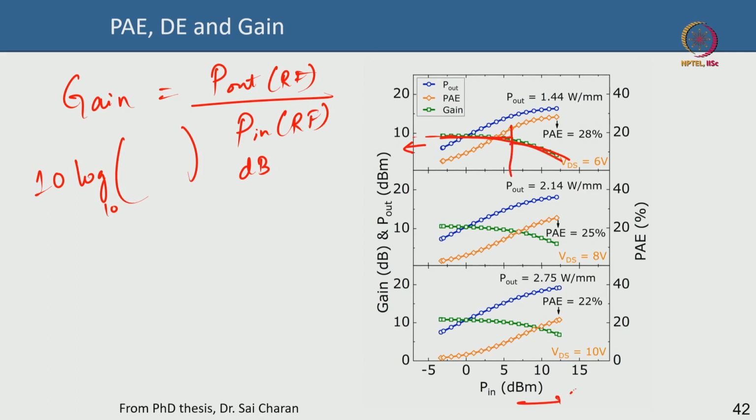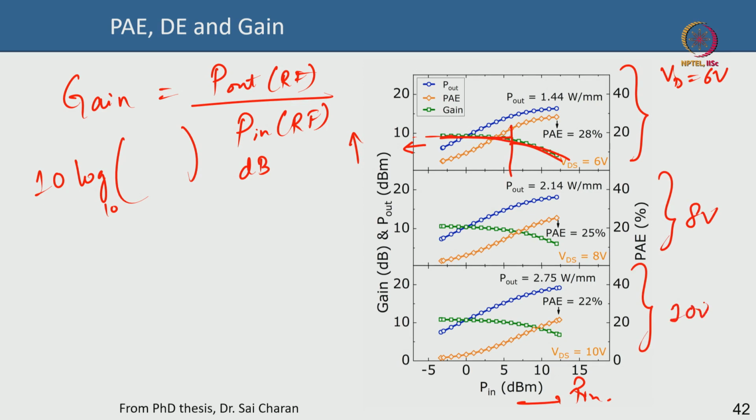This is your input power, and this is your gain, for instance. So the gain drops. Okay, this plot is at a drain bias of 6 volt, this is at a drain bias of 8 volt, this is at a drain bias of 10 volt. You can see that the output power keeps increasing from 1.44 watt per mm to 2.14 watt per mm, 2.75 watt per mm. With higher drain bias, the maximum output power will also increase.